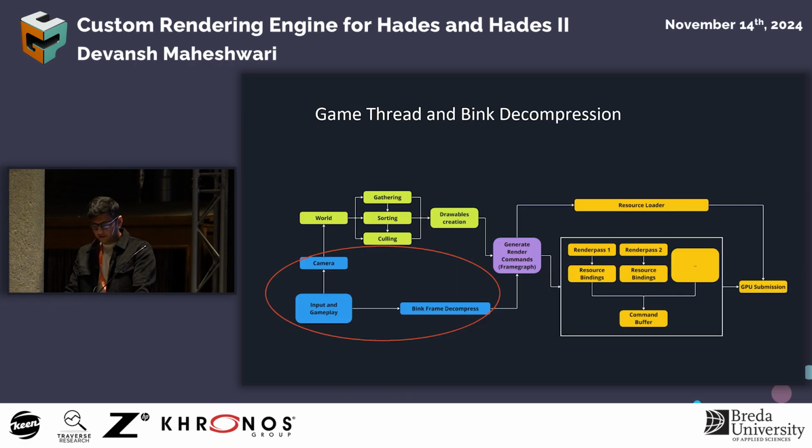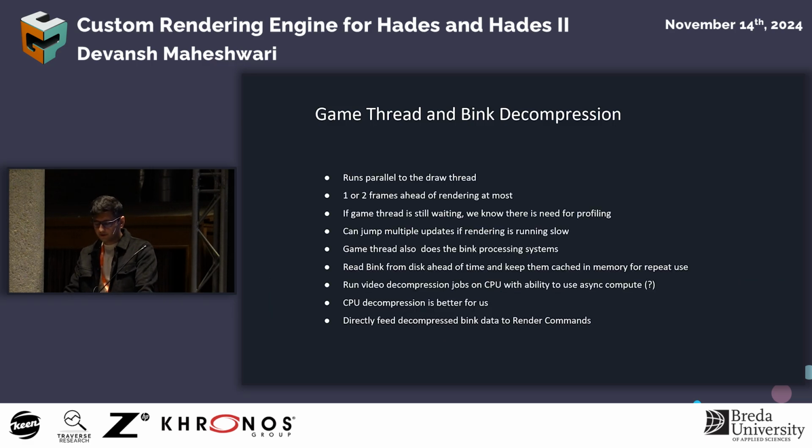So let's talk about all of these things in a little more detail. I'll start with the game thread because that is where everything actually begins. Our game thread runs parallel to the draw thread, as we discussed. It is actually 1 or 2 frames ahead of rendering. We don't allow it to go more than that because then we'll experience some severe input latency. But if the game thread is still waiting after it has completed more frames than the draw thread, we know that there is something wrong with the drawing and it needs profiling.